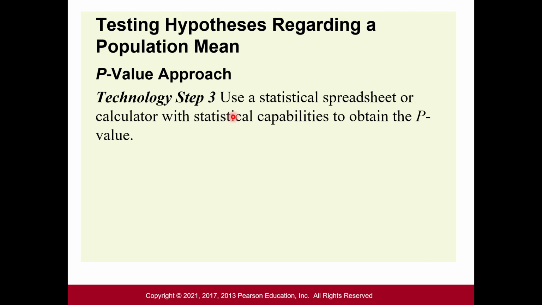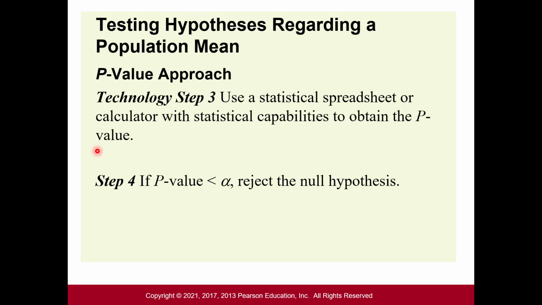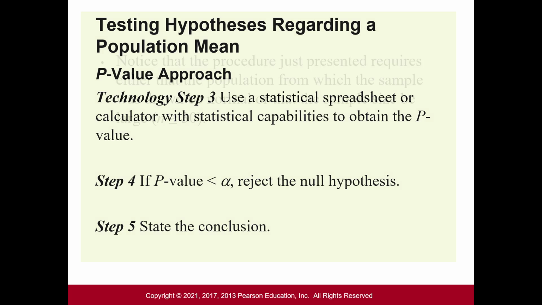And then if we do step 3 with technology, you don't necessarily have to use the table we were just talking about, but you can use StatCrunch, a calculator, Excel, lots of technology to get that p-value. And then step 4, we just say, is our p-value less than alpha? And if it is, we reject the null hypothesis. And then we state our conclusion.